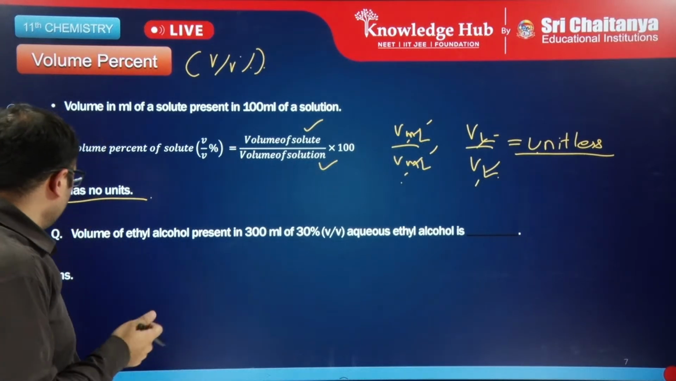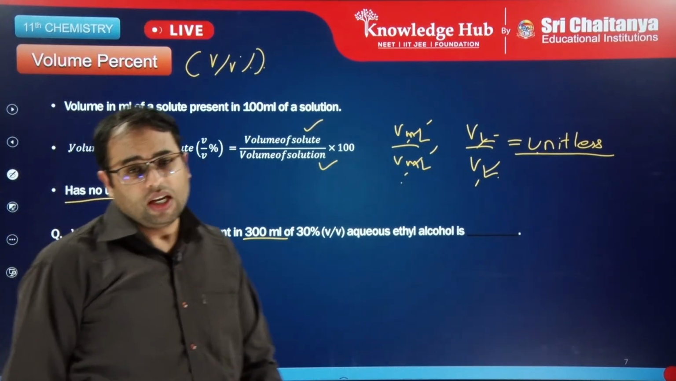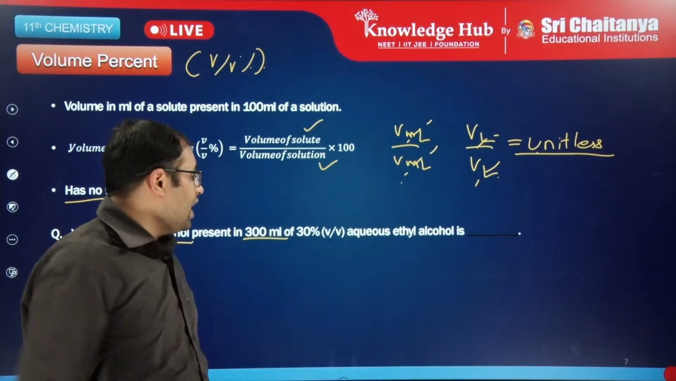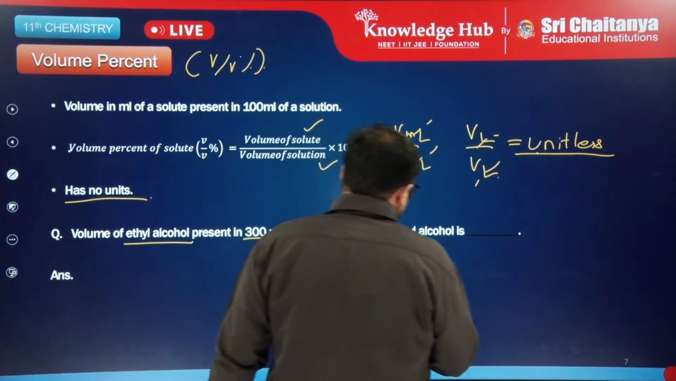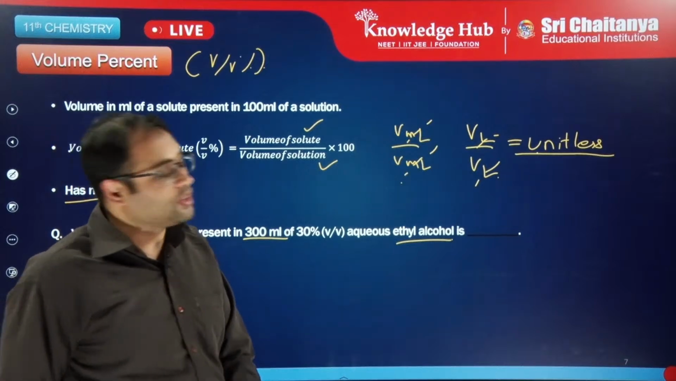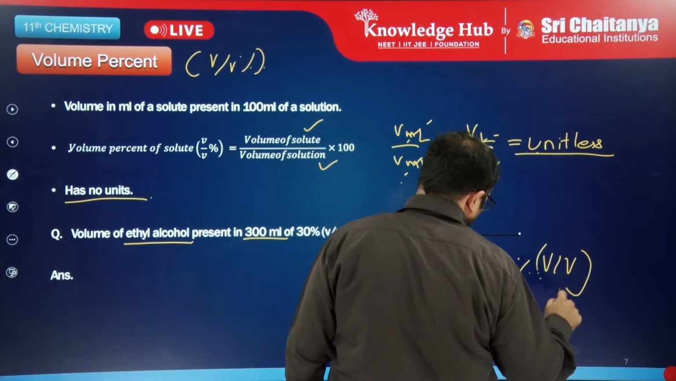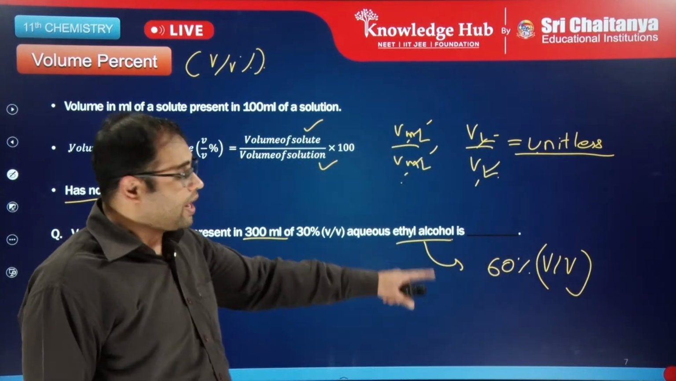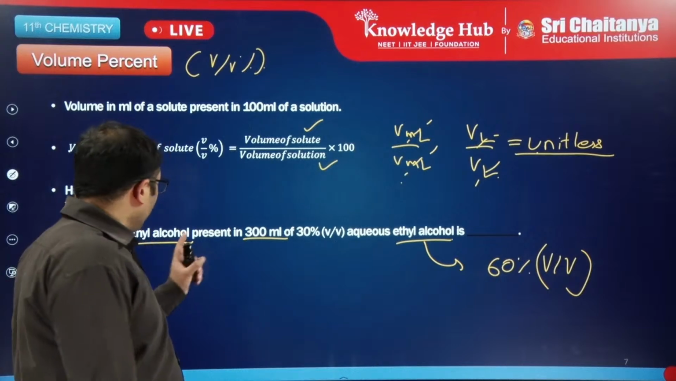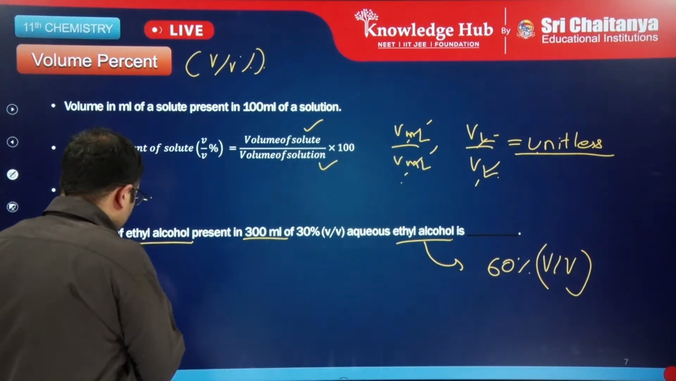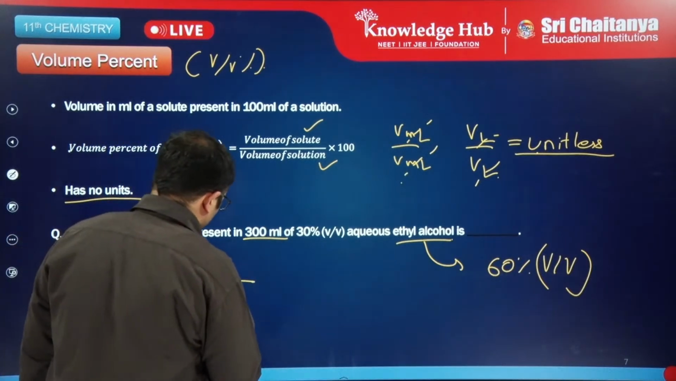A question for this also. Volume of ethyl alcohol present in 300 ml of 30% volume by volume aqueous ethyl alcohol is. I told you, in most cases, when you get ethyl alcohol, the percentage is written like this on the bottle, like 60% volume by volume. 60% will be written, and in the bracket V by V will be written on the bottle itself. So 30 you write here, 300 ml of aqueous solution. So the solution's volume is given to you.